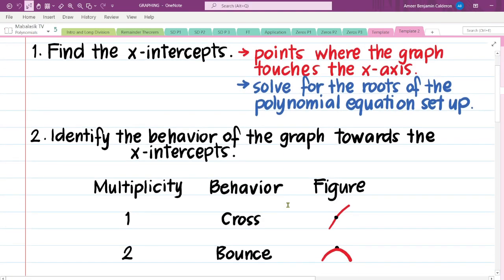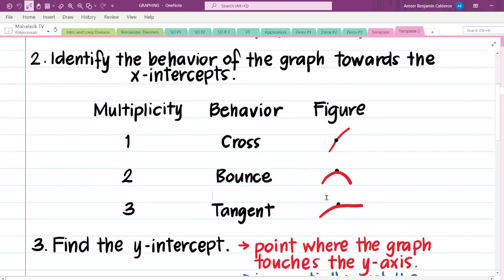Second, the behavior of the graph towards the x-intercepts. In our previous discussions, we talked about multiplicity, and we discussed the importance of multiplicities towards the graph. So this is where that importance comes into play. If we have a multiplicity of 1, the behavior is cross. This is how your graph will look towards an x-intercept. So we have a bounce right here. This is what your graph will look like towards an x-intercept if you have a multiplicity of 2.